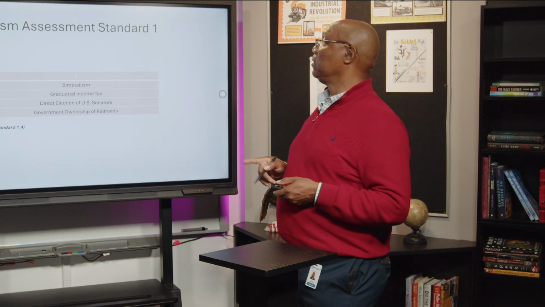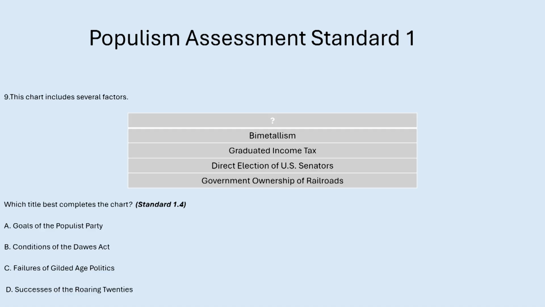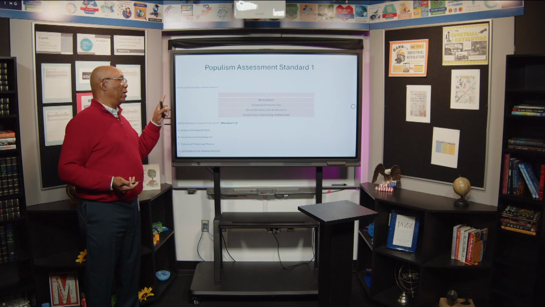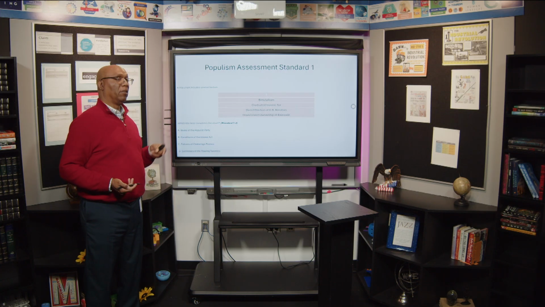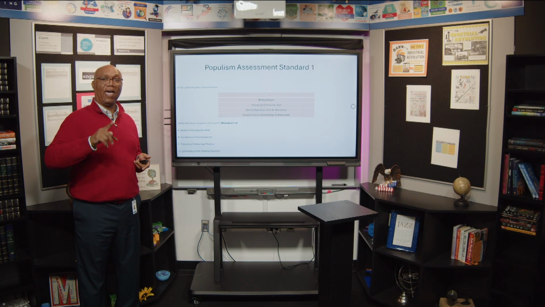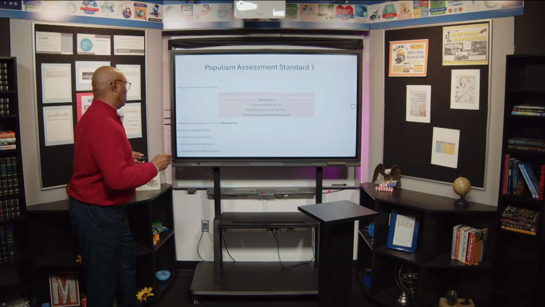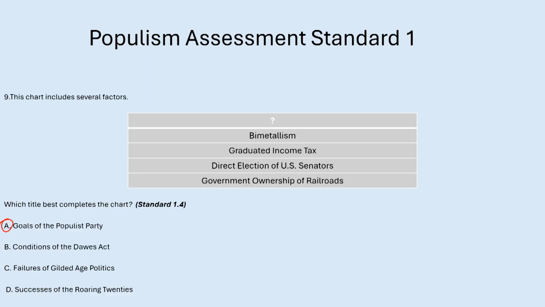So we'll start with Populism Assessment Standard 1. It says, this chart includes several factors: question mark, bimetallism, graduated income tax, direct election of U.S. senators, government ownership of railroads. Which title best completes the chart? Standard 1, Objective 4: goals of the Populist Party, conditions of the Dawes Act, failures of the Gilded Age politics, successes of the Roaring Twenties. Well, if you paid attention to your fact list, you'll know that graduated income tax, direct election of senators, and government ownership of railroads all had to do with the Populist Party. So the best answer would be the goals of the Populist Party.